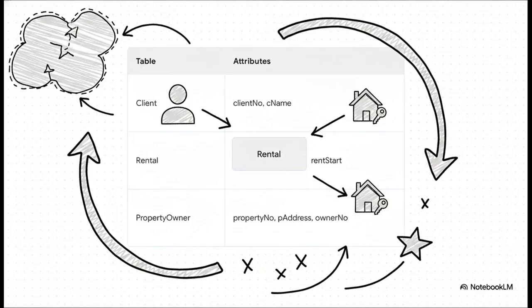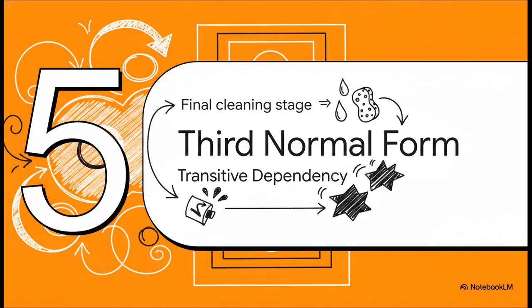The client name gets its own client table. The property details get a property owner table. And a rental table sits right in the middle, tracking exactly which client rented which property. Just like that, we've eliminated massive amounts of repetition and moved one huge step closer to data perfection. But we aren't quite there yet.